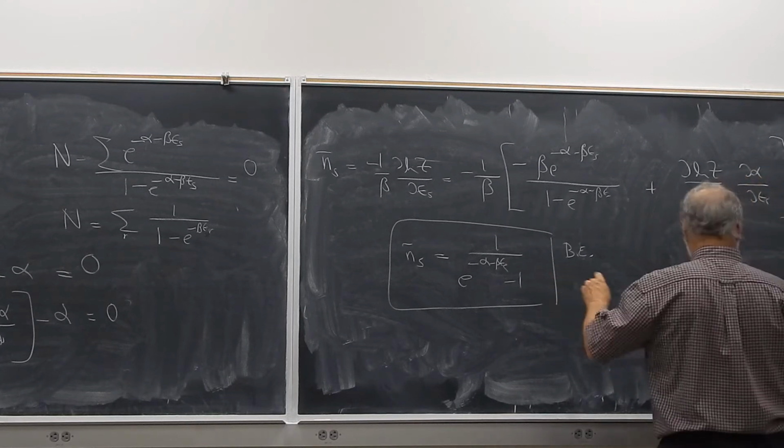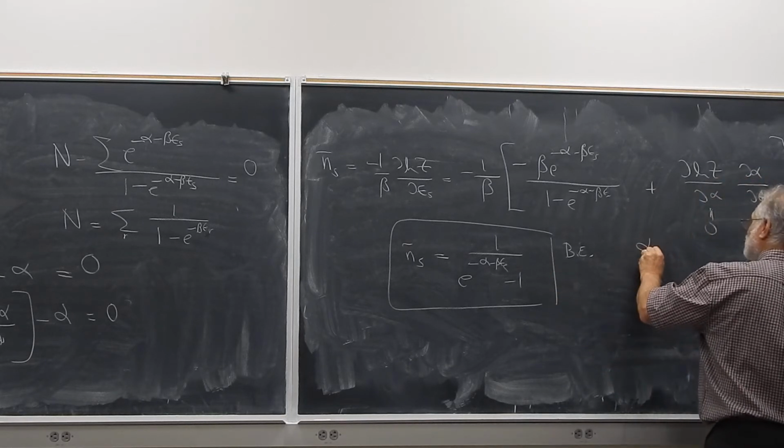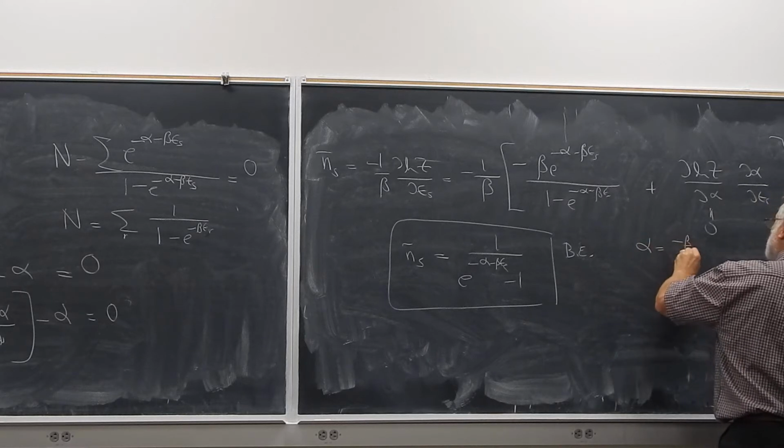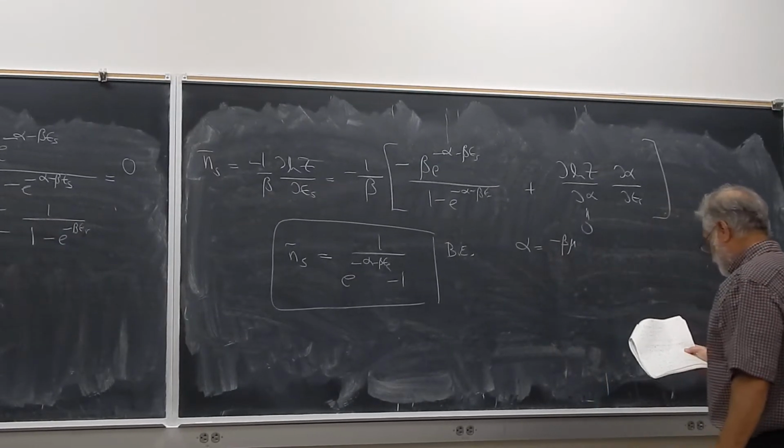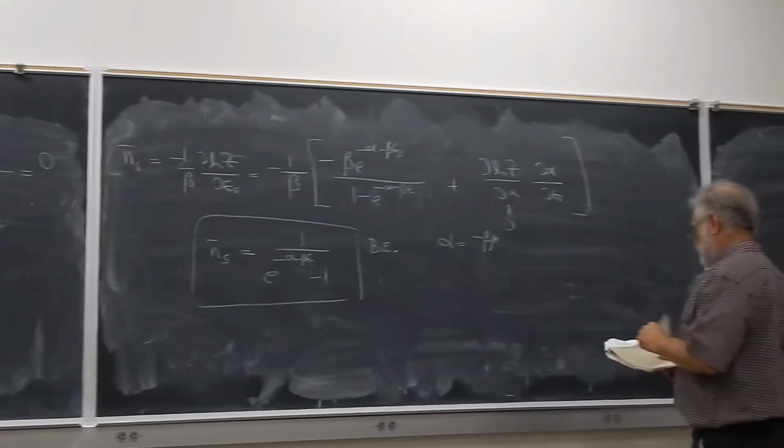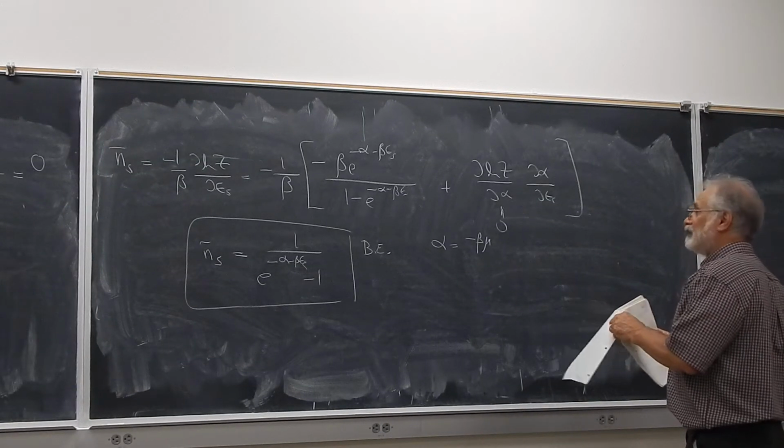Furthermore, again, go through the same argument, and we're going to find that alpha is equal to minus beta times mu, where mu is the chemical potential, once again.